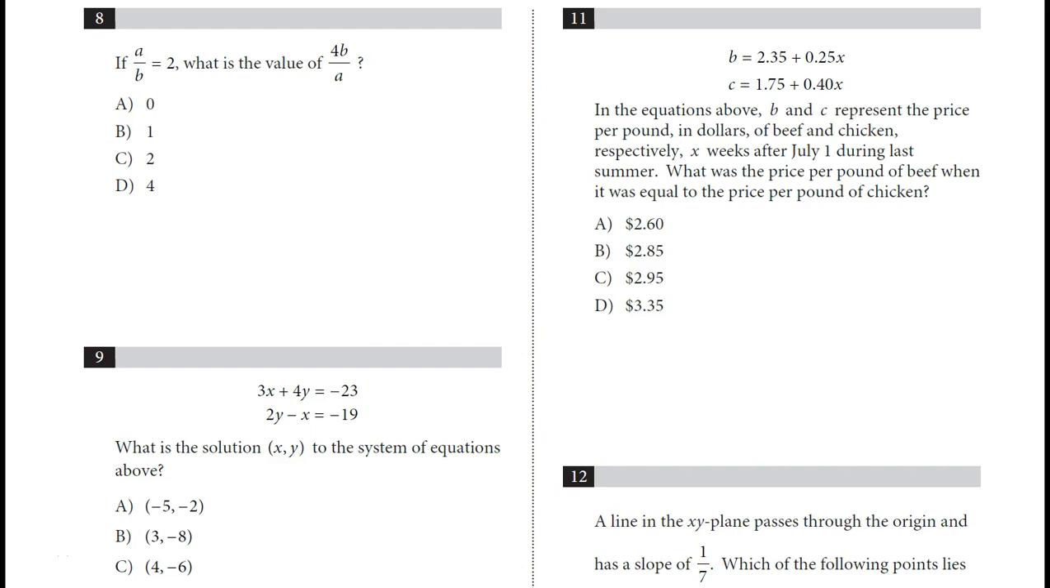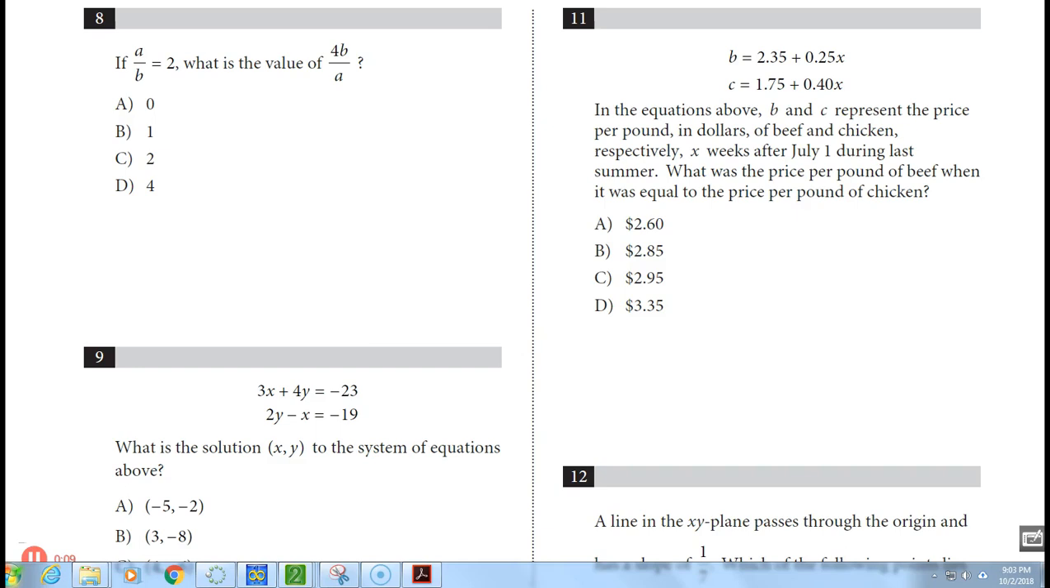Okay, number 11. Looks like I have a couple equations up there. A B equals equation, I have an x in it. A C equals equation has an x in it. So I'm going to have to read to see what exactly they want me to do and what these letters represent. So it said B and C represent the price per pound in dollars of beef and chicken. So this is my beef equation. This is my chicken equation.